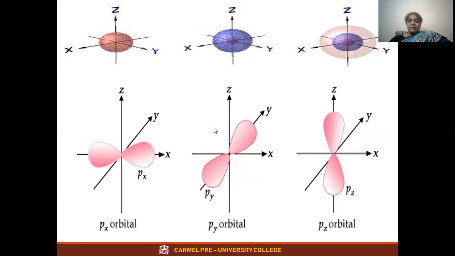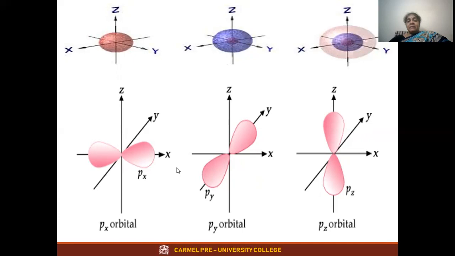So take down, students, in the book, the shape of s orbital, write s here, and take down these 3 shapes, write p here. So totally 3 suborbitals you have for p, and you call them px, py, and pz.